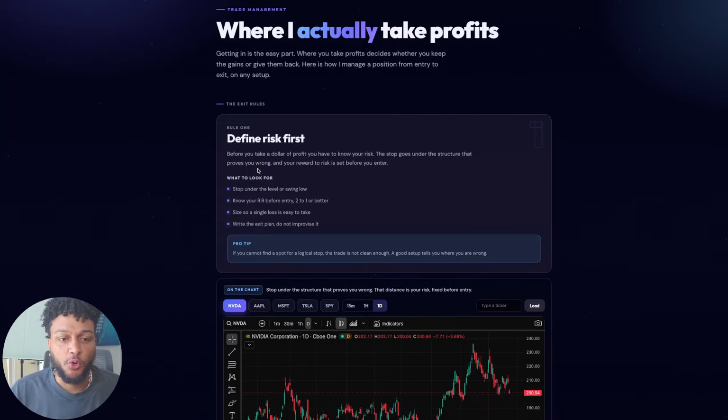What I normally look for is a stop underneath the level or a swing low. The key level indicator has that all marked out for you. You want to know your risk-reward before entering the trade. The higher the risk-reward, the better. 2 to 1 is very good. 3 to 1, even better.